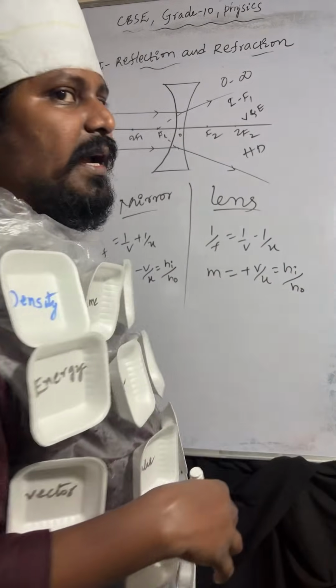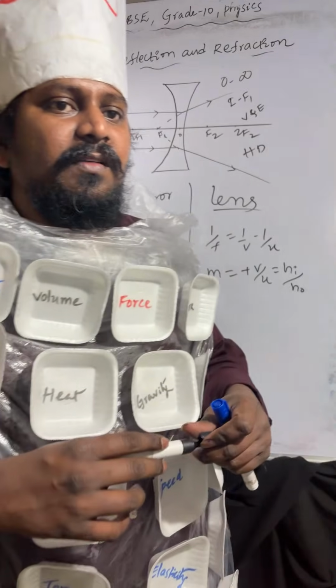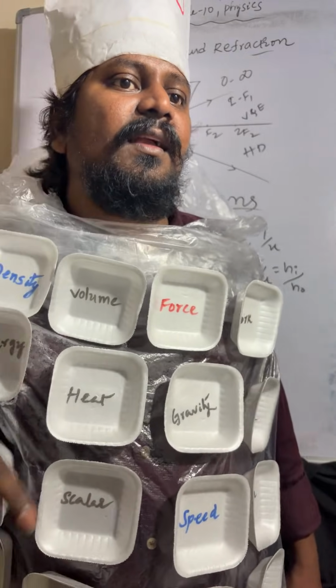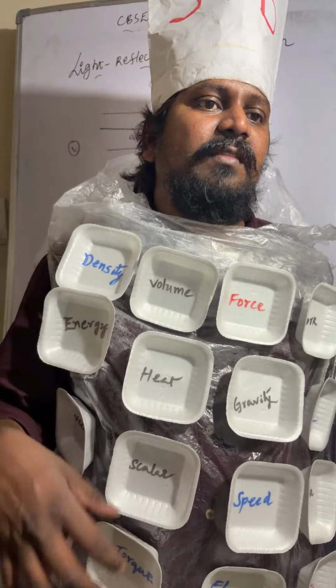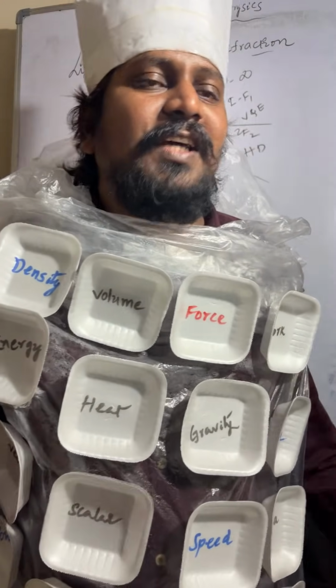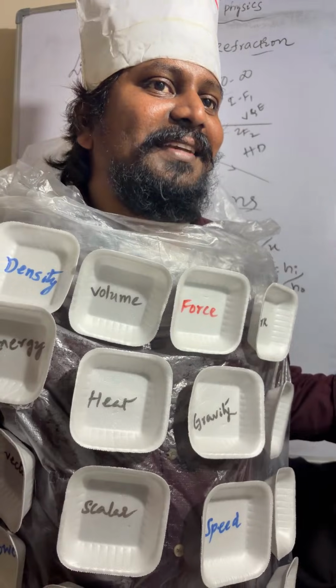Keep in mind, the power of a lens is positive for a convex lens and negative for a concave lens. I hope it is very clear. These are the points.